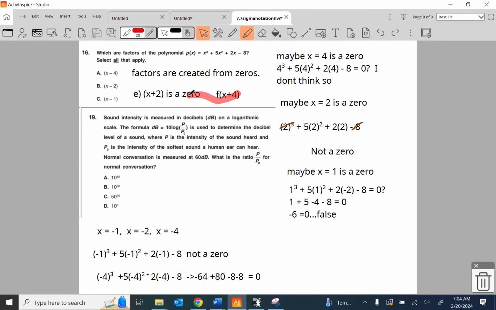And as boring as it is, show the work of plugging in numbers. And it's boring.